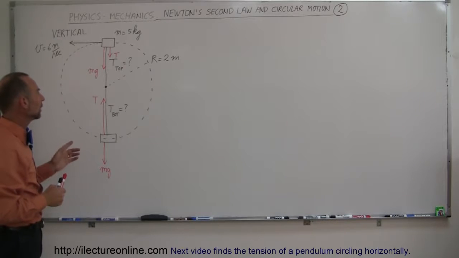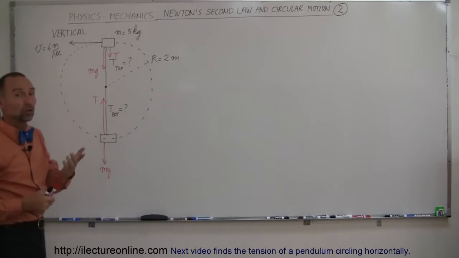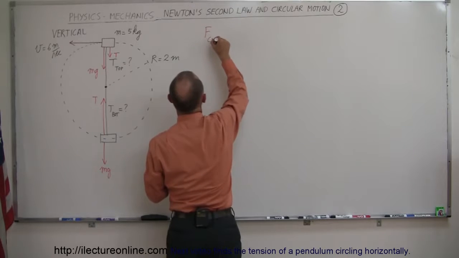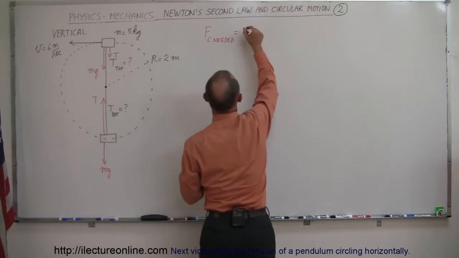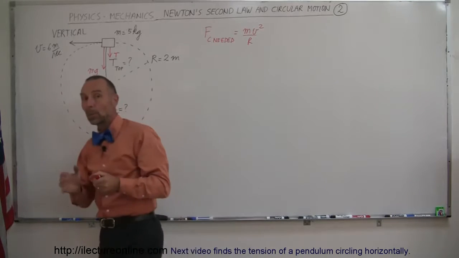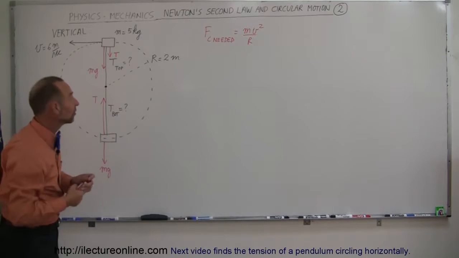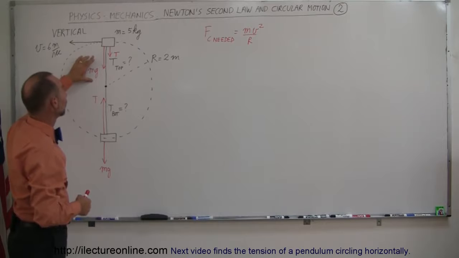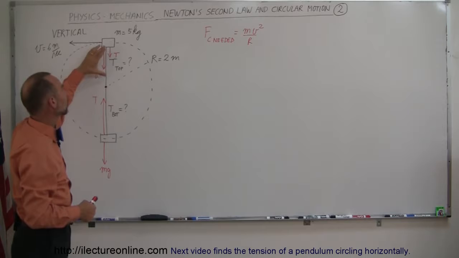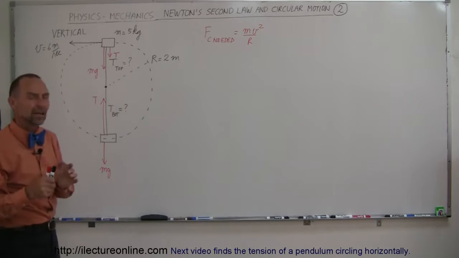What we can do here is find out what the centripetal force is required to make it go around in a circle, and that we do know. So the F sub c needed is equal to mv squared over r. So from that we can calculate what the centripetal force is required to keep it going around in a circle. And then we can see if the mg is sufficient to give the centripetal force. If it's not, then we need additional tension to make up for the deficit that the weight of the object does not supply. That's kind of how you want to look at it.